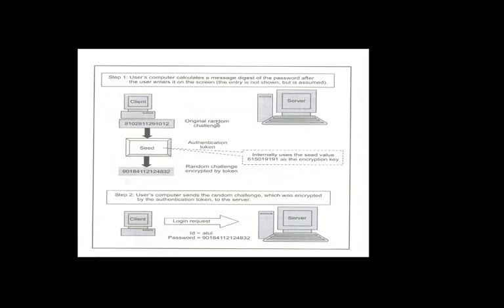What is happening here? The original random challenge value it has received, and the seed value it already knows internally. So it will feed this random challenge value into the authentication token, and this seed value is going to encrypt this random challenge, and the result is the random challenge encrypted by the token. So now the client will be sending the login request in the form of its ID and the passcode which has been generated by the token. And this password and ID will go to the server side.